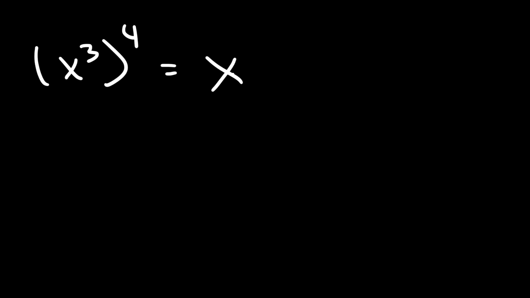Now sometimes you're going to see these problems where you have an exponent raised to another exponent. In a situation like this, what do you think we need to do? What is x cubed raised to the 4th power? Whenever you raise an exponent to another exponent, you need to multiply those two exponents. So this is really 3 times 4, which is 12.